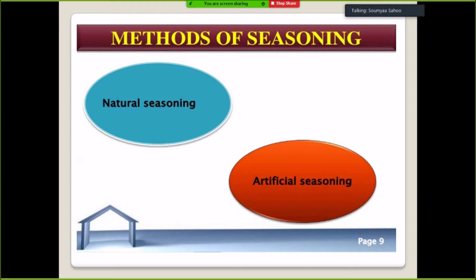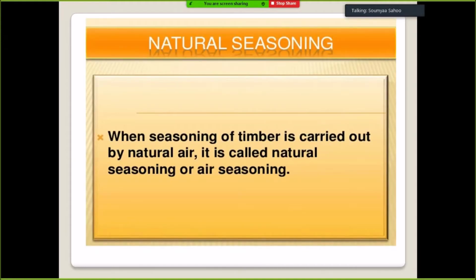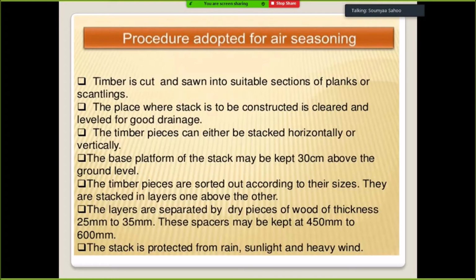There are two methods of seasoning. One is natural seasoning, another one is artificial seasoning. Natural seasoning: when seasoning of timber is carried out by natural air, it is called natural seasoning or air seasoning. The procedure adopted for air seasoning.